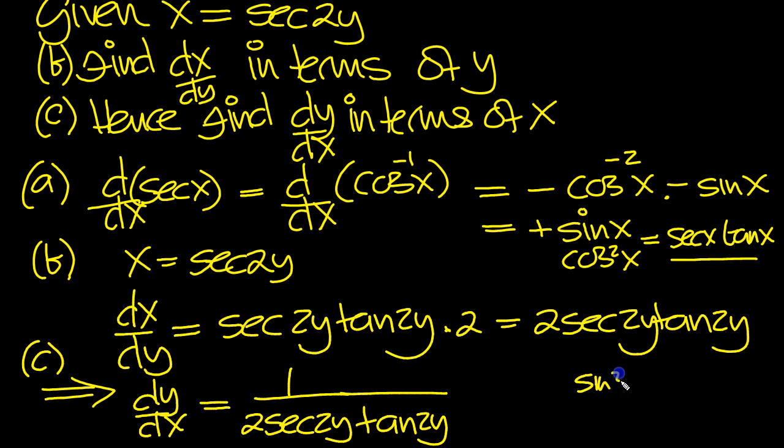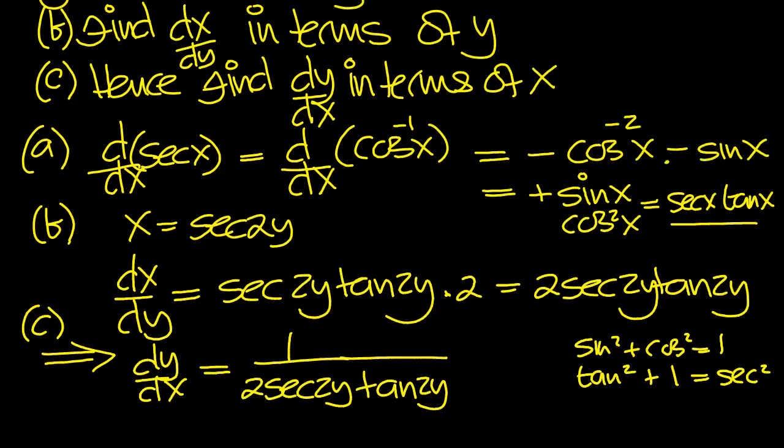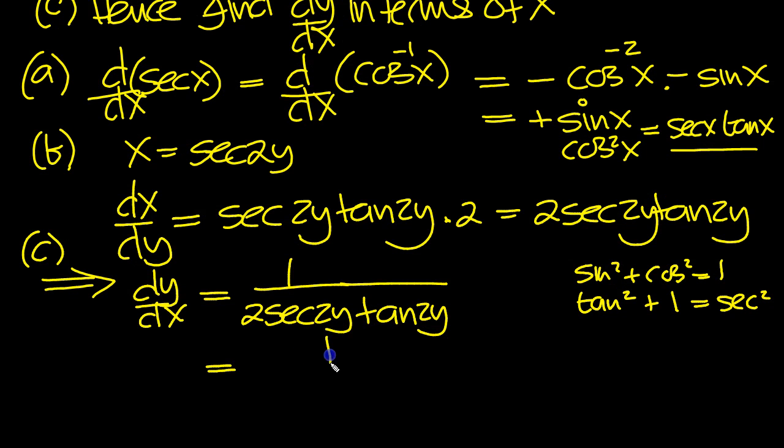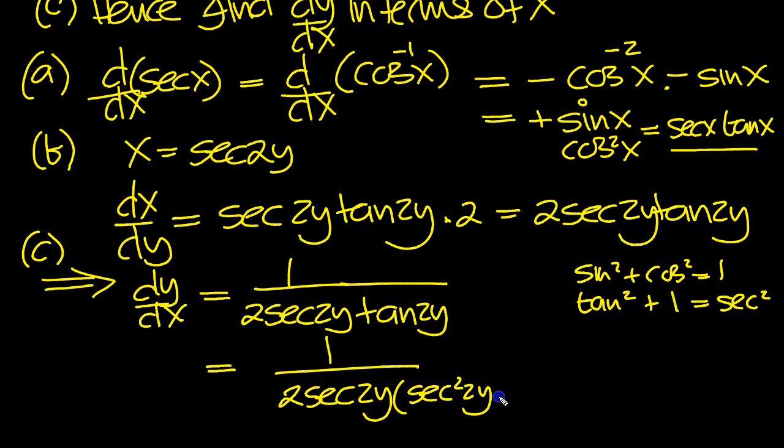So if we use sine squared plus cos squared equals 1. Divide by cos squared here, you get tan squared, plus 1, and cos squared over cos squared is 1, and this would be sec squared. So there's the formula for tan squared. So we can replace the tan by sec squared minus 1 square rooted. So this would equal 1 over 2 sec 2y. Tan would be sec squared 2y minus 1, square rooted, isn't it, to get to tan?